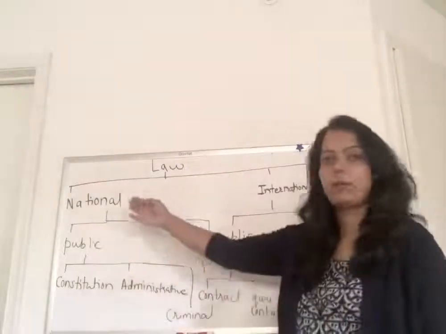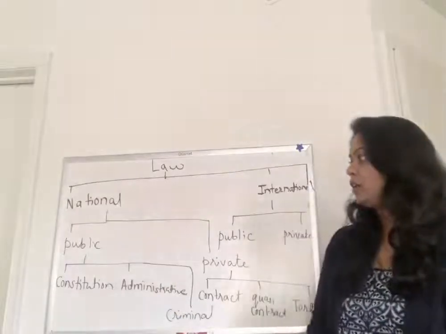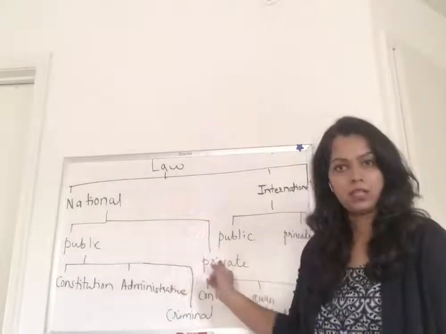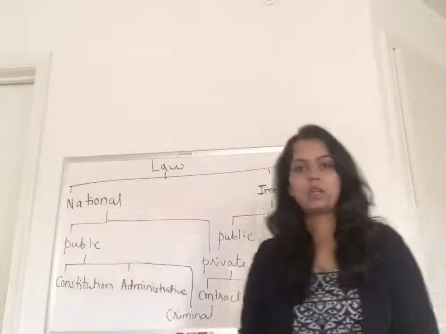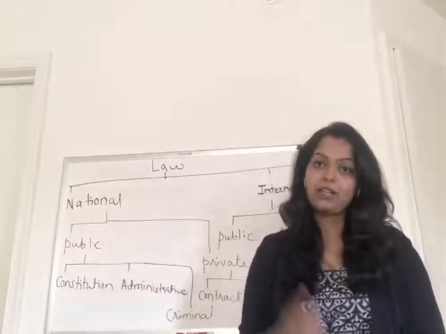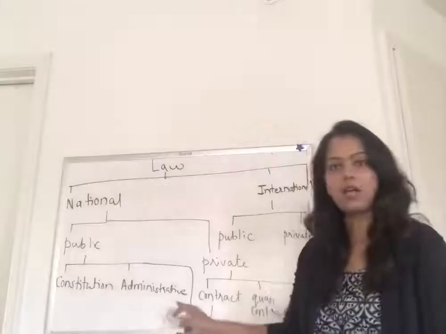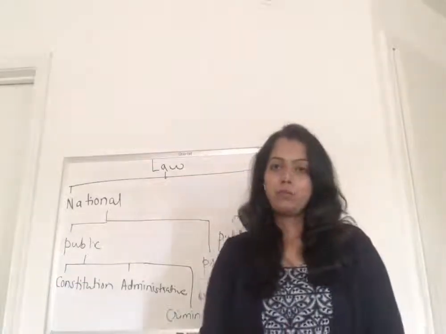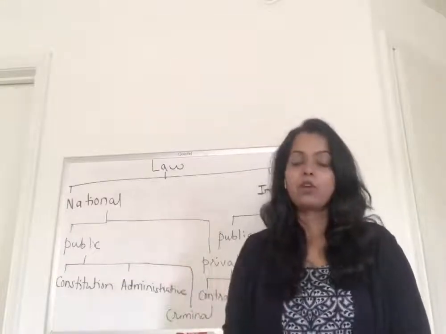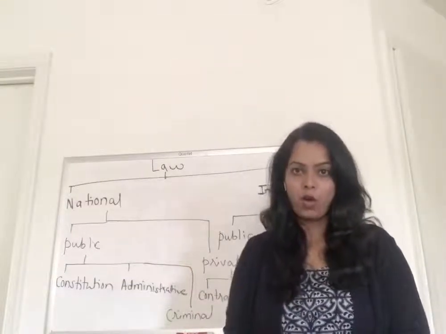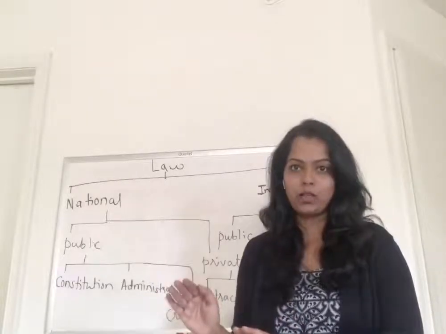Now, coming to the national law or municipal law, it is again divided into two categories: public law and private law. Public law is again divided into three categories: constitutional law, administrative law, and criminal law. In public law, the state is always the second party because it is the duty of the state to maintain law and order in society or to protect citizens against administrative authorities.